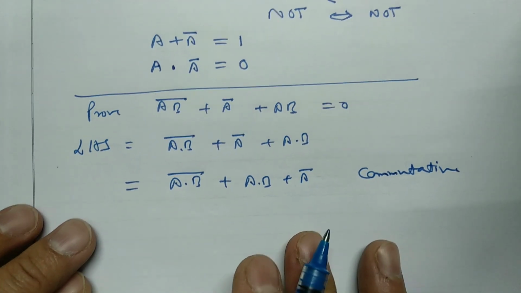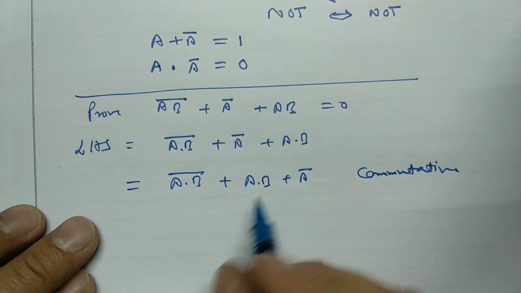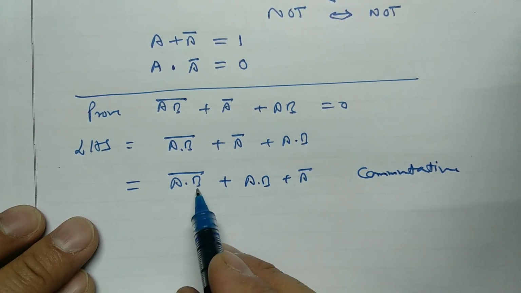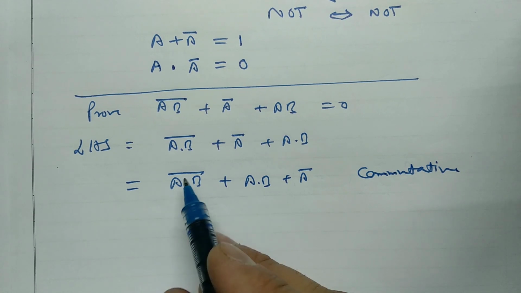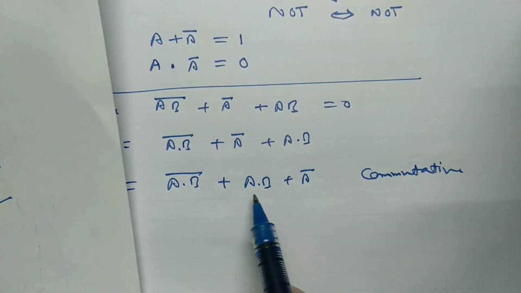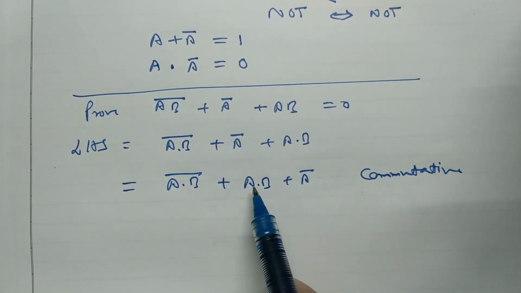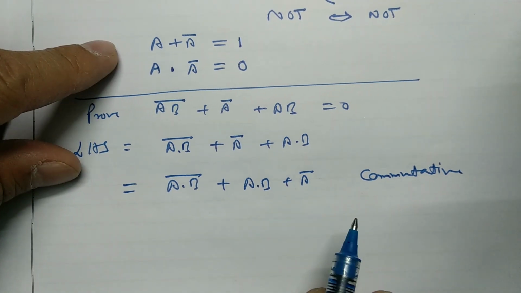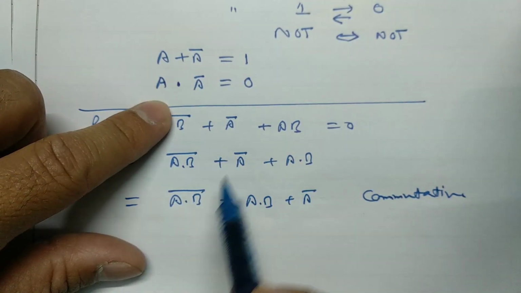Commutative law, right? Commutative law, you apply the rule. Now you look at this AB and this AB naught. See this De Morgan law? The first term, the complementarity law. What is the complementarity law? I will just explain the complementarity law here.